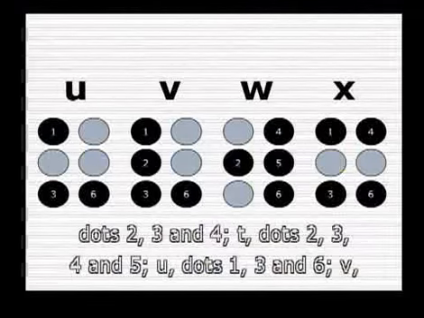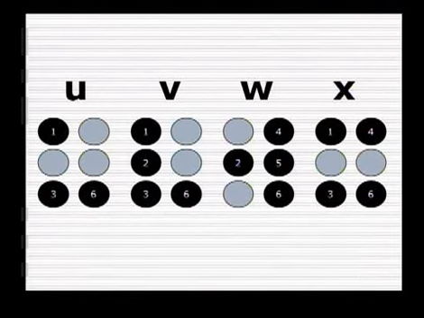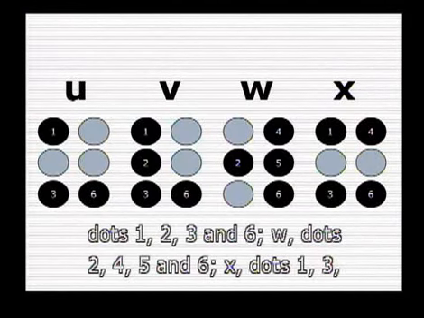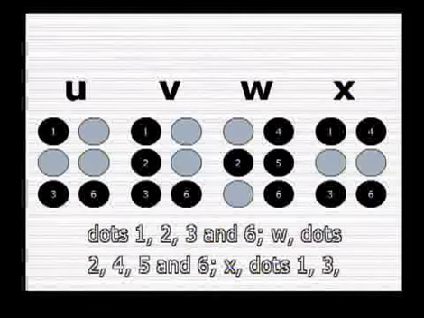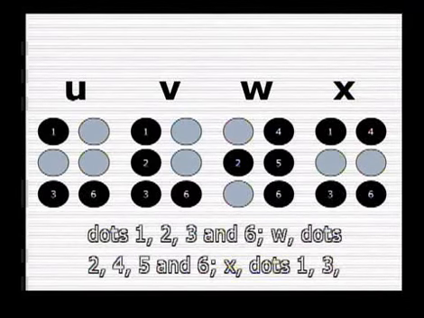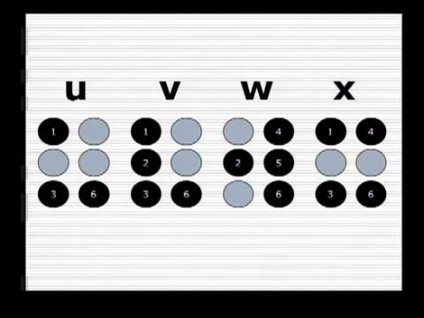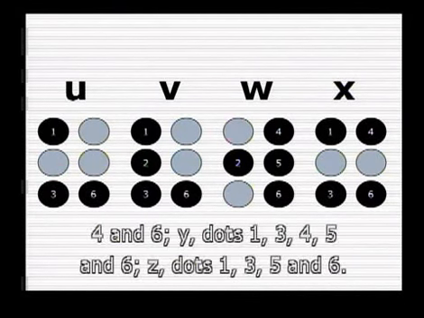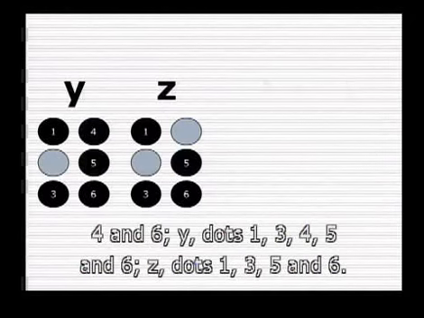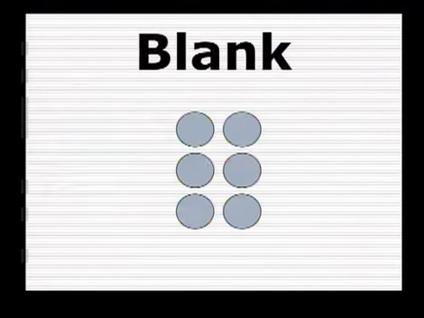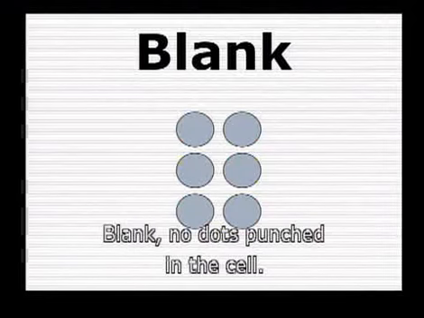U. Dots 1, 3, and 6. V. Dots 1, 2, 3, and 6. W. Dots 2, 4, 5, and 6. X. Dots 1, 3, 4, and 6. Y. Dots 1, 3, 4, 5, and 6. Z. Dots 1, 3, 5, and 6. Blank. No dots punched in the cell.